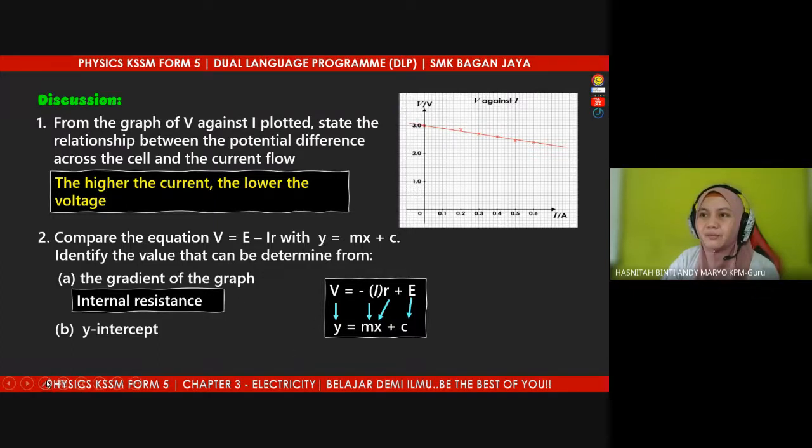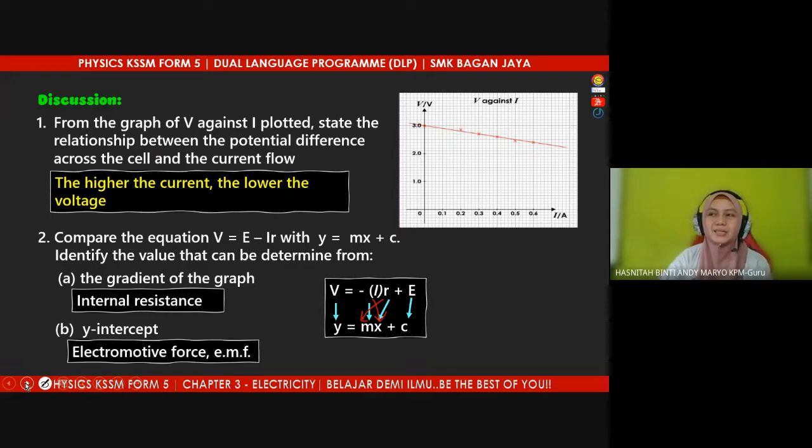The arrow here is a little bit wrong. I is supposed to represent x, and R represents the gradient. This one is correct. The y-intercept, as I mentioned, indicates the EMF of the dry cell. Remember, from this graph of V against I, the gradient represents the internal resistance of the battery, while the y-intercept represents the electromotive force of the battery.